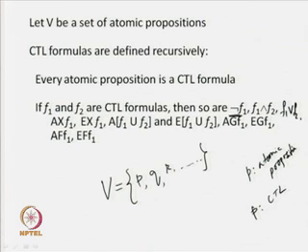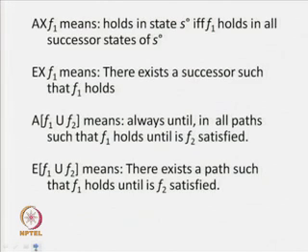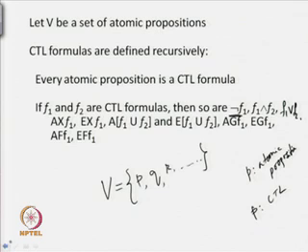Then A X F1 is also a CTL formula, E X F1 is also a CTL formula, A F1 until F2 is also a CTL formula, and E F1 until F2 will also be a CTL formula. Similarly, A G F1, E G F1, A F F1 and E F F1 will be CTL formulas. So, this way we can construct our CTL formulas. Now, what are the meanings? If you look at these formulas, you will find that the meaning of the formulas with propositional connectives is very straightforward.